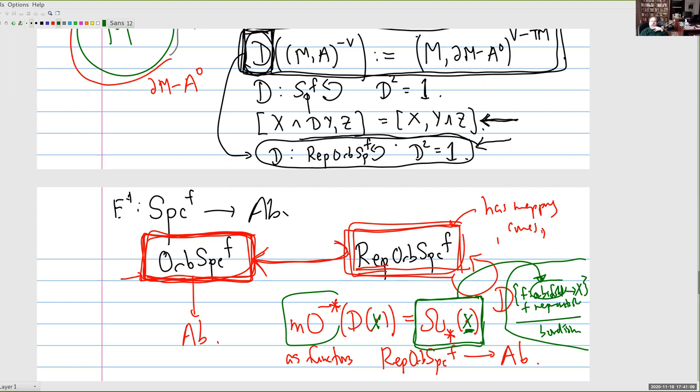Mm-hmm. Yeah, that's helpful. But it looks like there could be a non-trivial kernel on the torsion. Some torsion things might go to zero. Right. It's interesting. Good question.